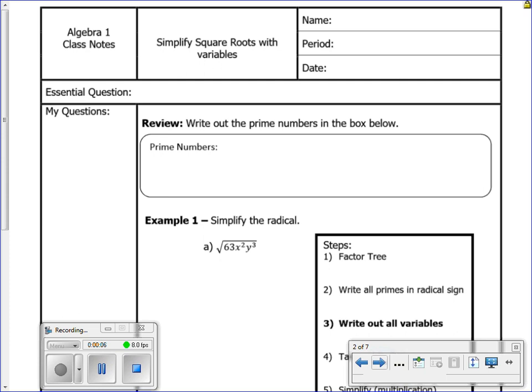Today's topic is simplifying square roots with variables this time. So if you just listened to how to simplify square roots in the last lesson, now all we're doing is adding variables to our square roots.